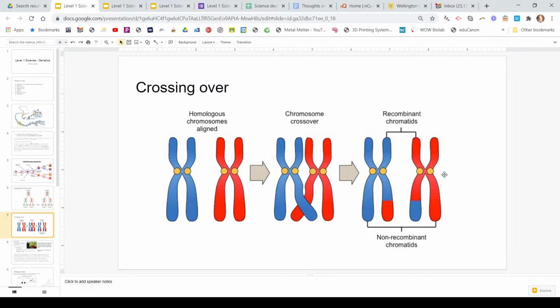Terms like recombinant and non-recombinant, you don't need to know. You just need to be able to describe what is going on in crossing over, that swapping of genetic information, which increases the variation in the gametes.